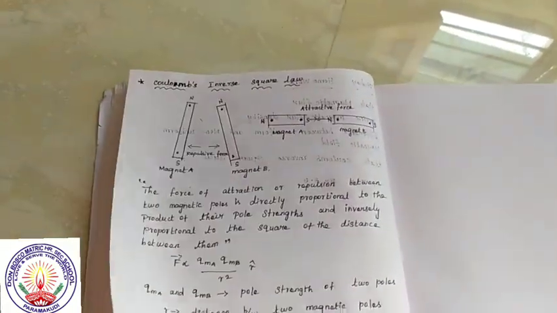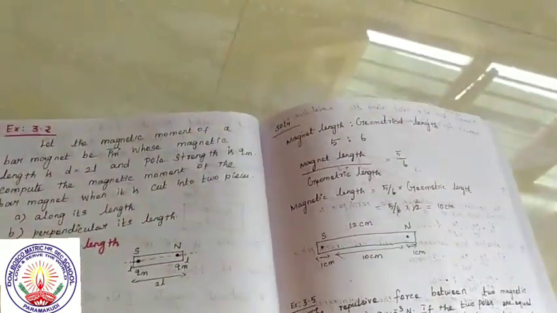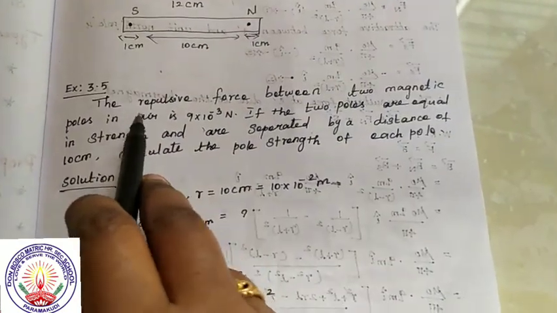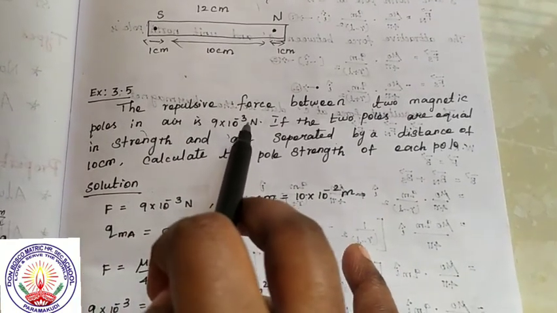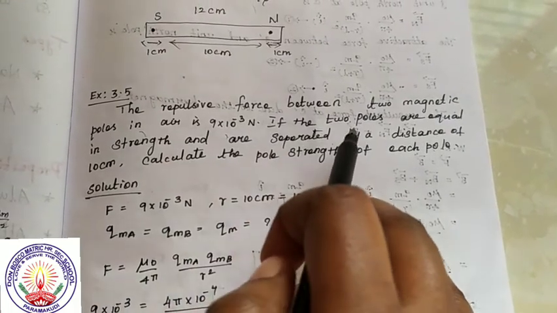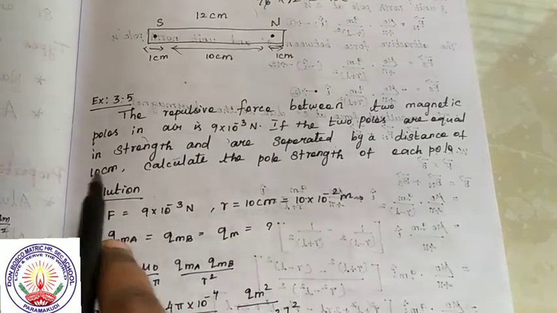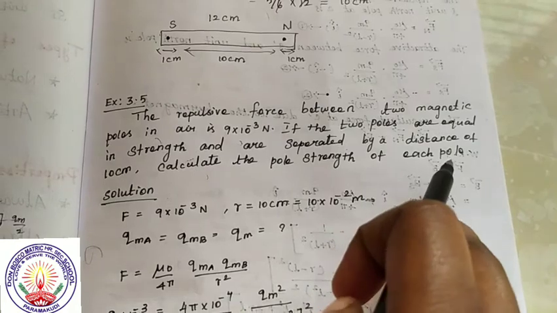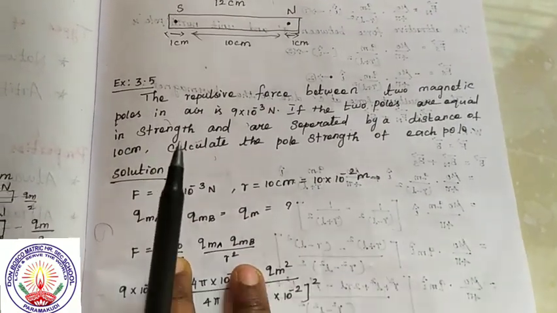This is the important problem. Example 3.5. Listen. The repulsive force between two magnetic poles in air is 9 into 10 to the power minus 3 Newton. If the two poles are equal in strength and are separated by a distance of 10 centimeter, calculate the pole strength of each pole. So we have to calculate how much strength each pole has.